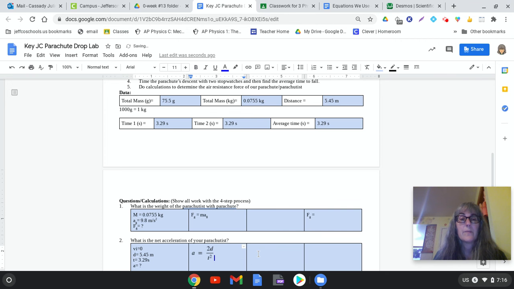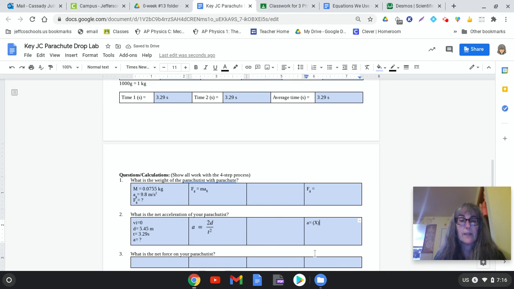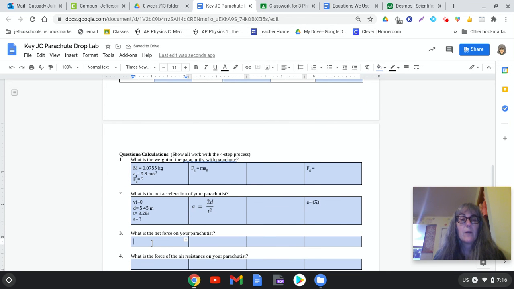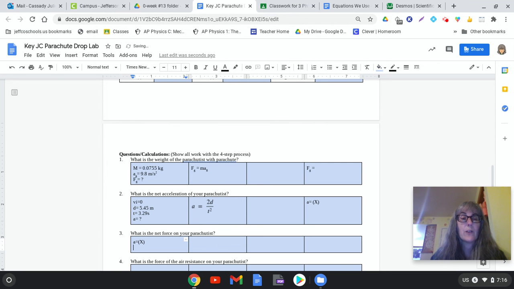And paste it in here. So then you're going to get a value for acceleration, and I'm going to call that value x. So whatever you get, that's what you're going to use. Now we're going to find the net force of our parachute. We know what the acceleration of Einstein is because we just figured it out. So that's that x value. So you'll replace that once you figure it out.